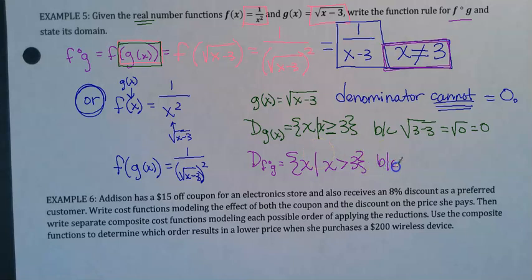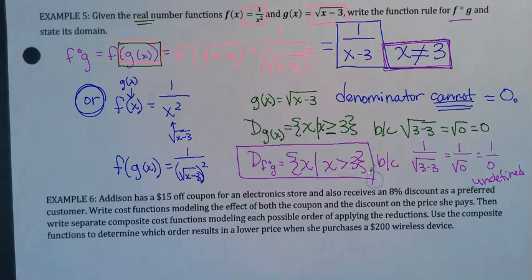Again, if we had 1 over the square root of 3 minus 3, that would equal 1 over the square root of 0, which would equal 1 over 0. This is undefined. So we can't have x being equal to 3 here. So our domain for the composite function is there. But we have to find the inner function's domain, and then we use it and see if there's anything else we need to take out for the composite function.